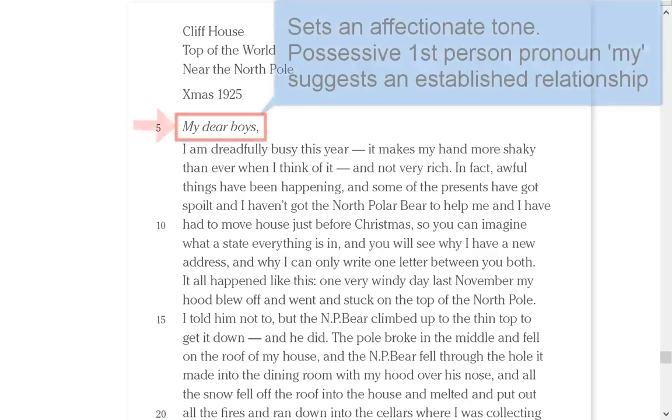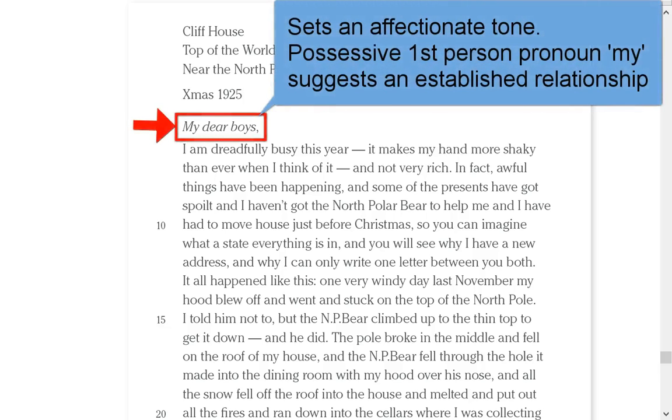And he starts with this very informal, very affectionate address to them, "My dear boys." That isn't what you'd expect from a letter, because you'd expect a letter to start "dear" and then the name of whoever they're writing to, or "dear boys", but he writes "my dear boys." So that immediately starts to establish some kind of relationship, some kind of personality of the writer.